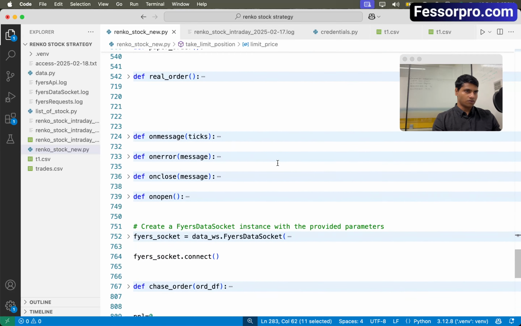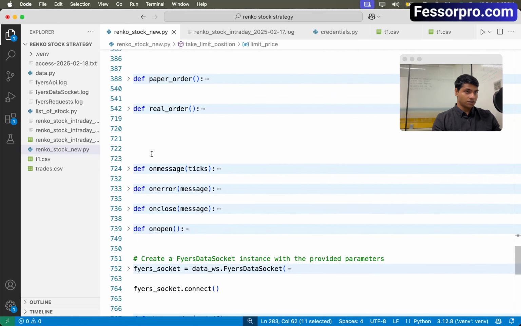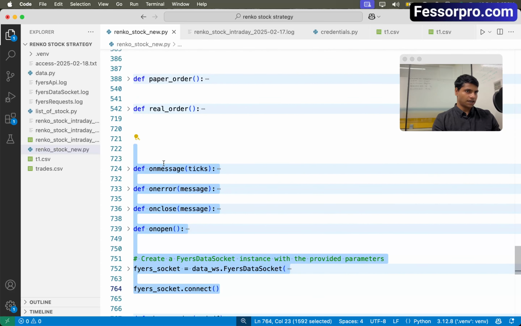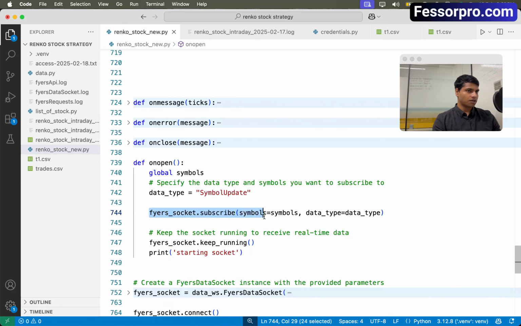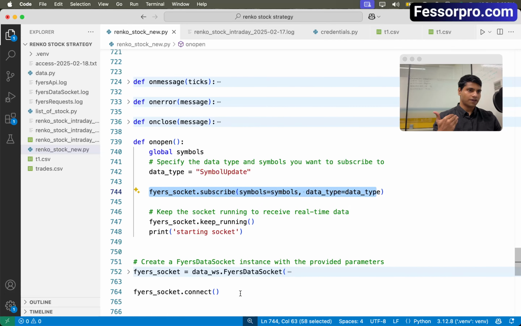Then let's go down before I come here. Now this entire code is a WebSocket code. If I run this code, it will first call the open function. In the open function, you can see I'm subscribing for some tickers. For which tickers? The 10 tickers that I've shortlisted from different sectors, I'm going to start the WebSocket for all the 10 tickers. And when I call this connect function, it will start the socket.